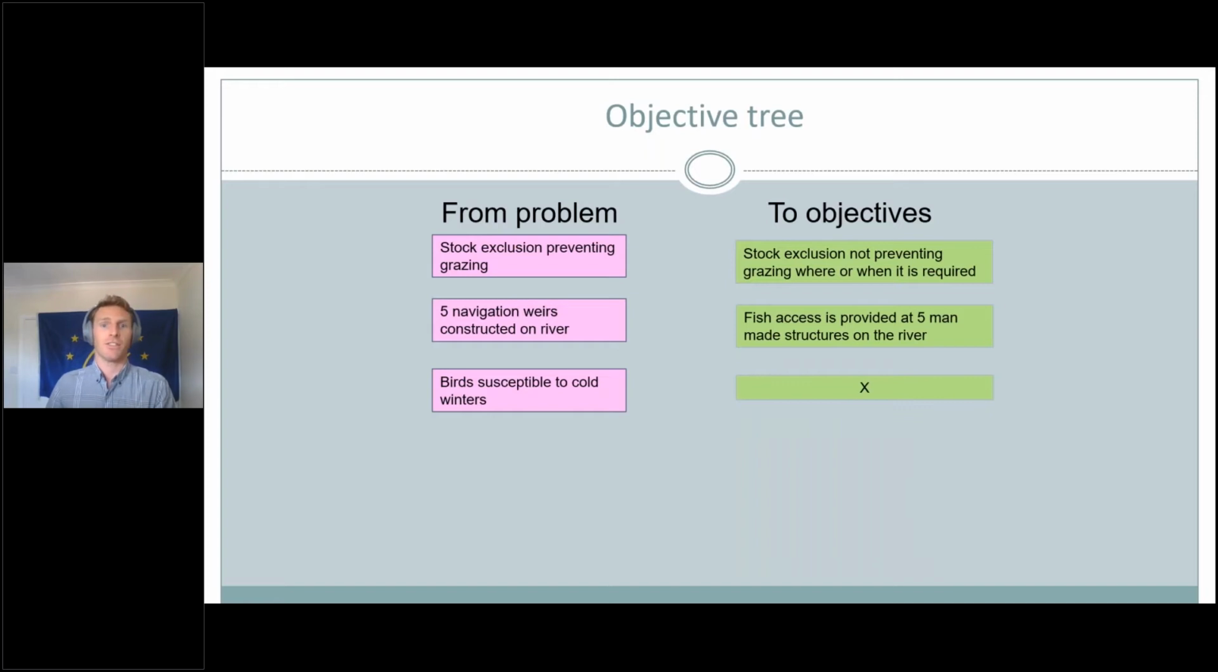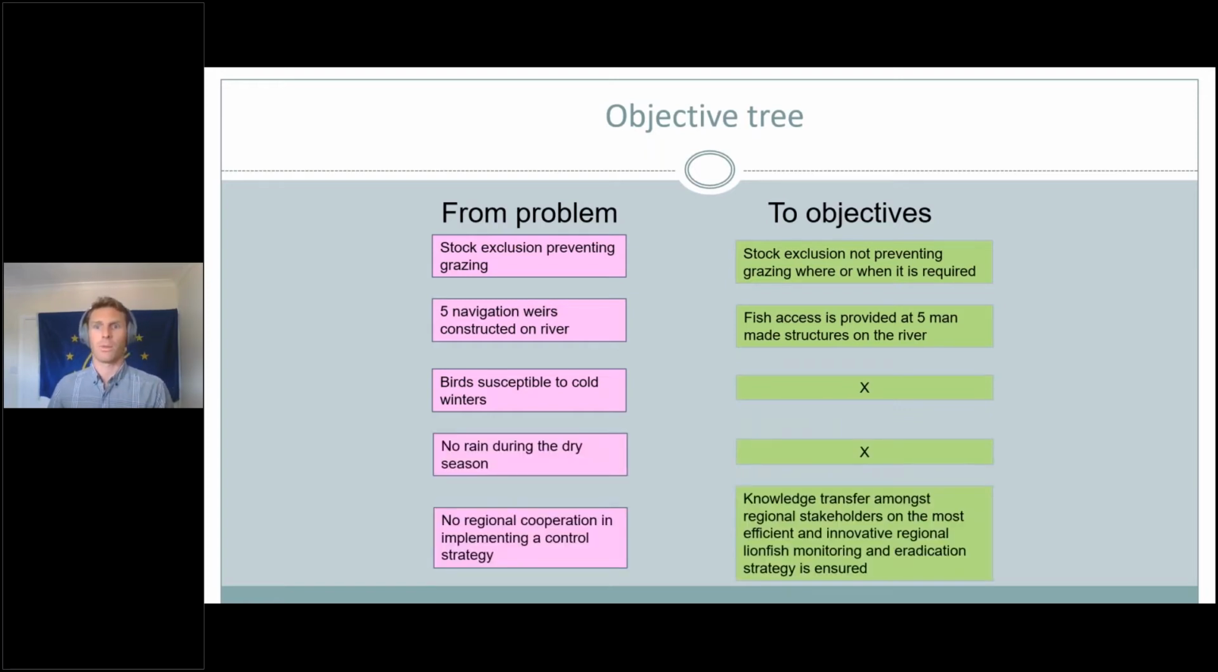So some negatives, unfortunately, cannot be changed into a positive. For example, no rain during dry season and heavy rain during the wet season. Measures can be taken to alleviate the problem. These are situations your project cannot change. But do not dismiss these.